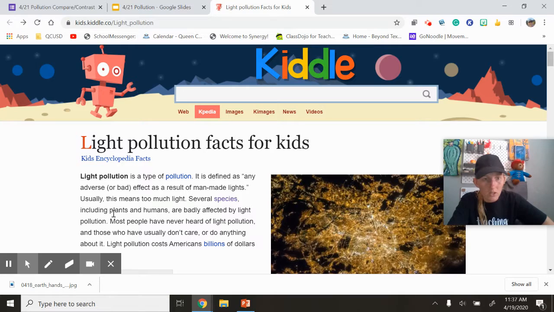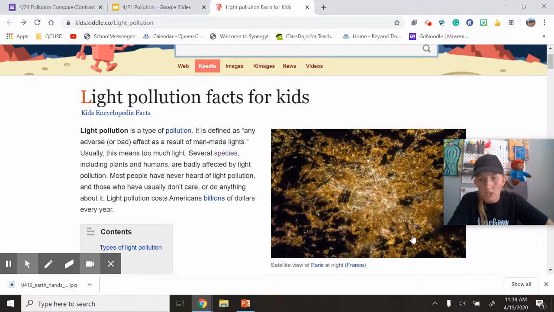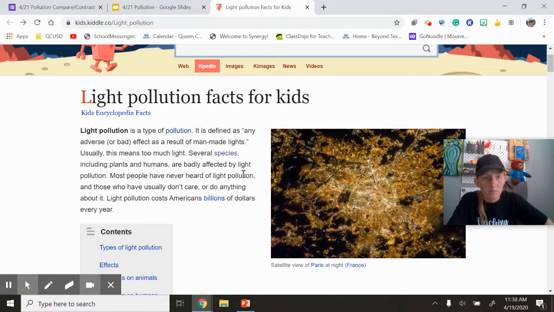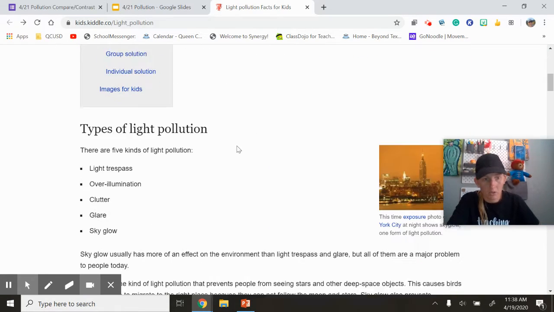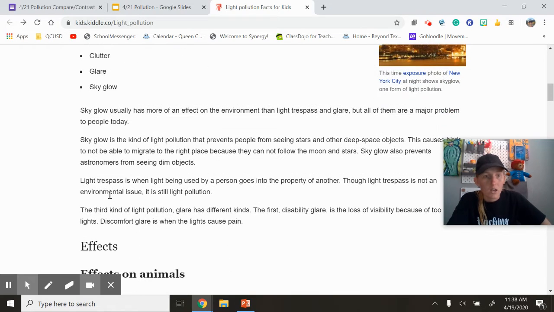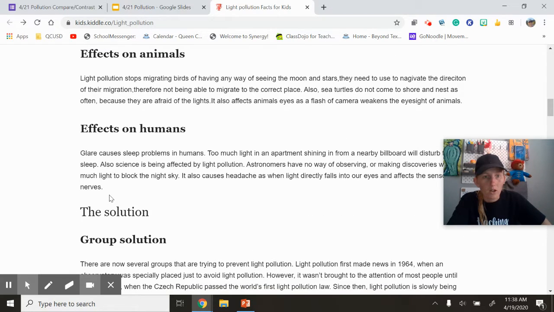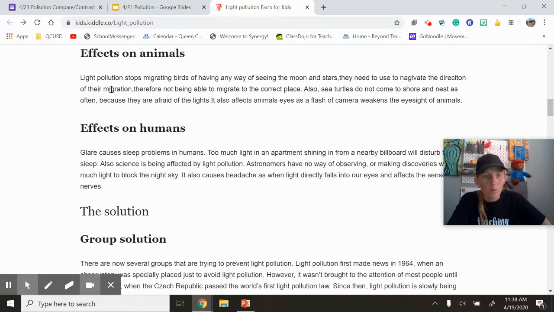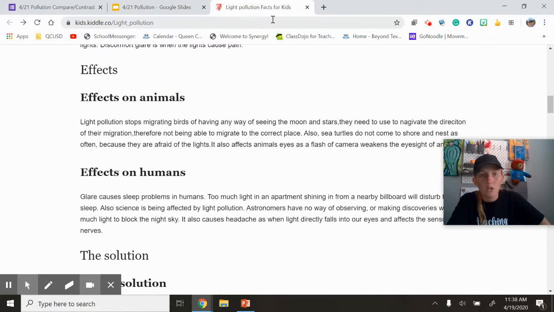Several species, including plants and animals, are badly affected by light pollution. Most people have never heard of light pollution, and those who have usually don't care or do anything about it. Light pollution costs Americans billions of dollars each year. So basically too many lights is light pollution. There are 5 different kinds of light pollution, like trespass, over-illumination, clutter, glare, and sky glow. I'm going to skip over that. You can read that on your own if you'd like. So I'm going to read about the effects on animals and the effects on humans, and then move on to what your challenge is for today.